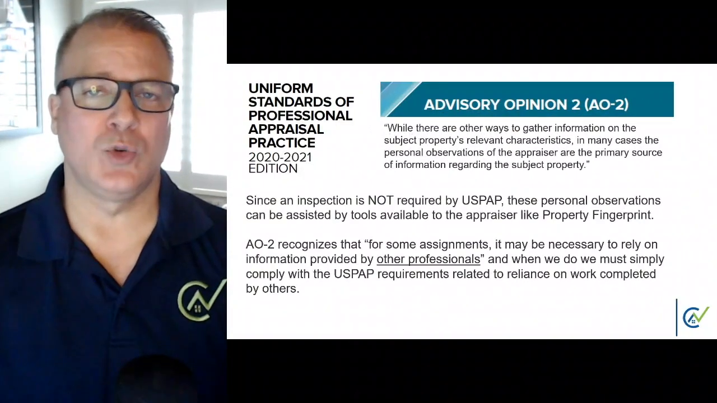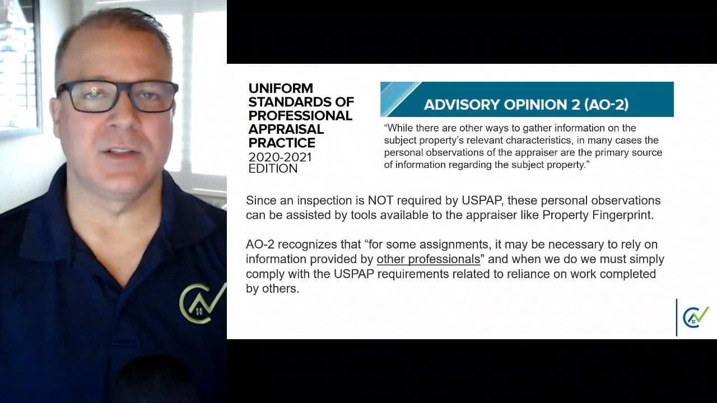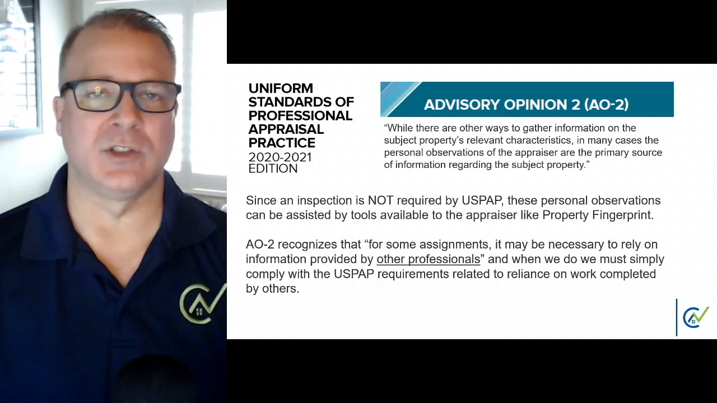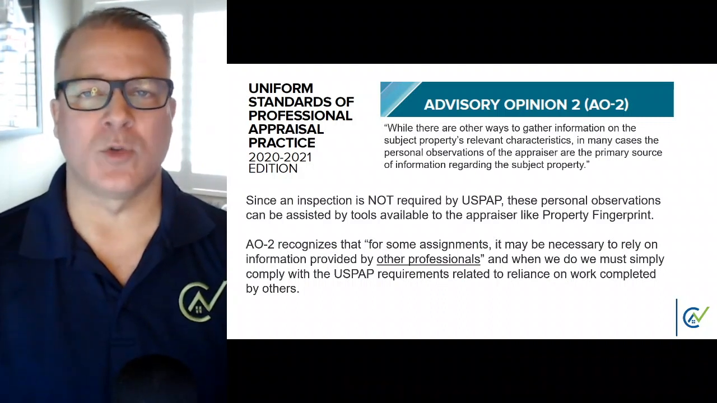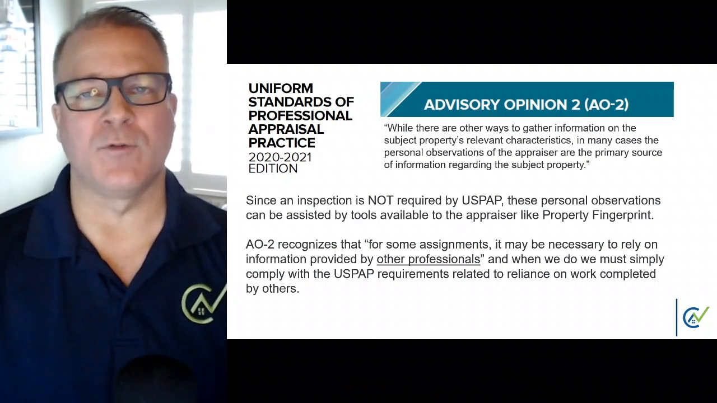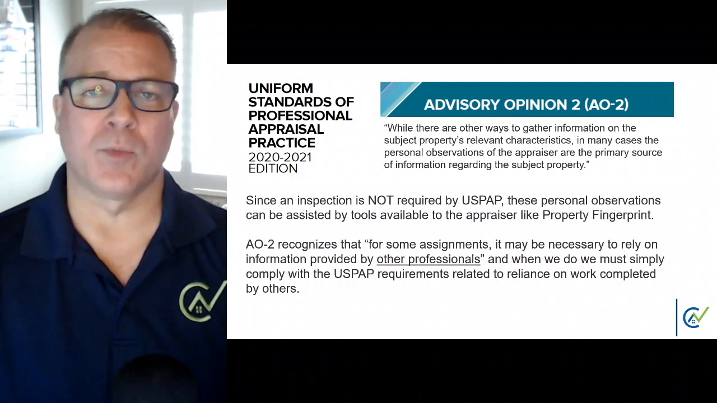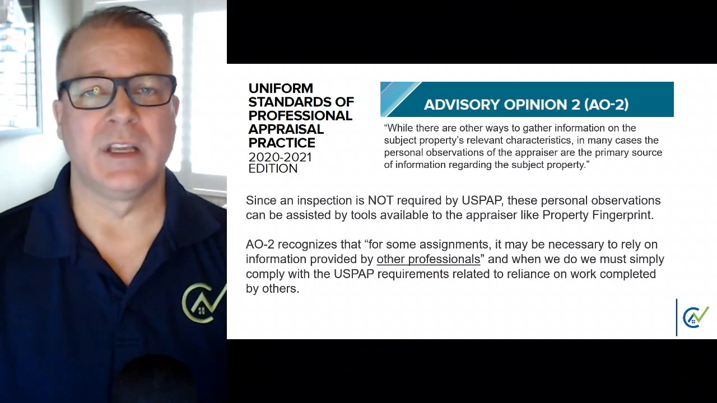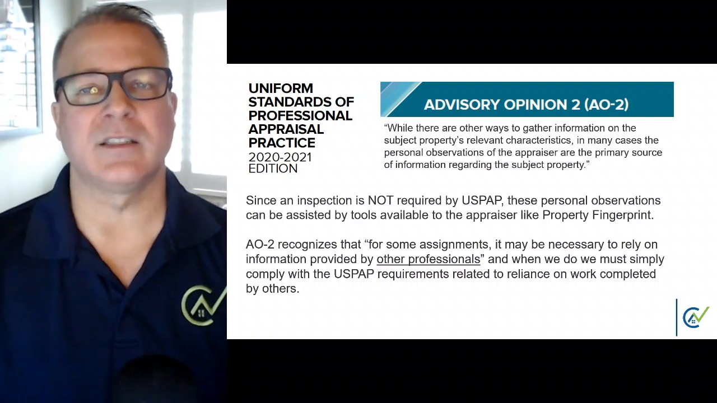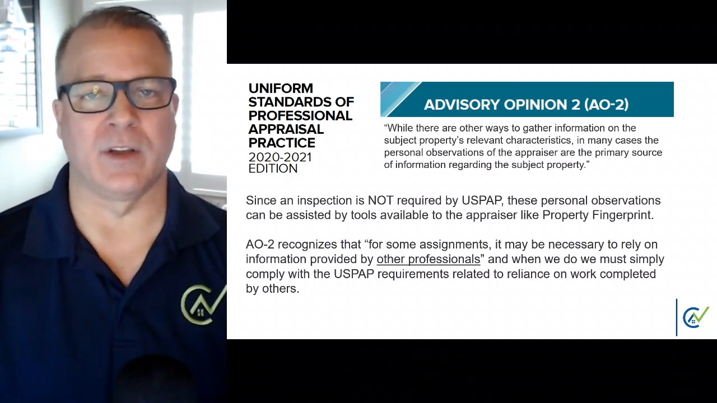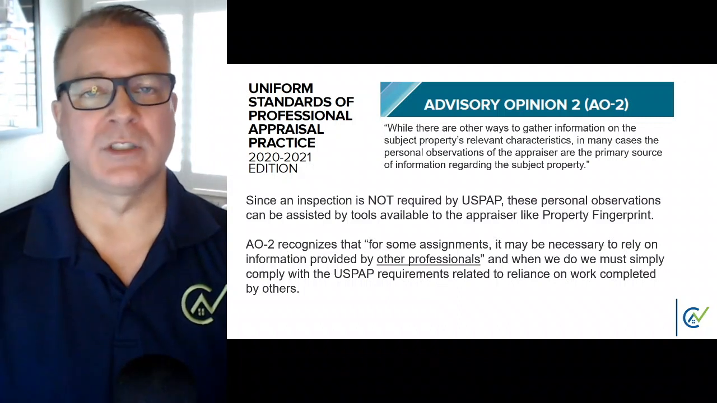Advisory Opinion 2, or AO2, in USPAP is related to real property inspections, which reminds the appraiser that there are other ways to gather information about a property. And while our personal observations are the primary source for doing so, these observations can be assisted by tools like Property Fingerprint available to appraisers today.